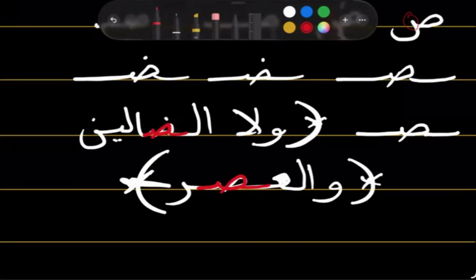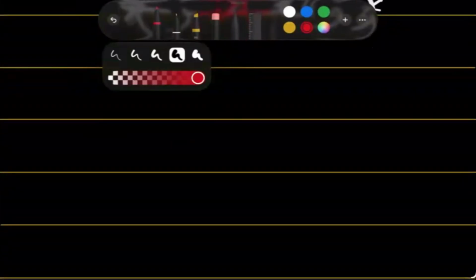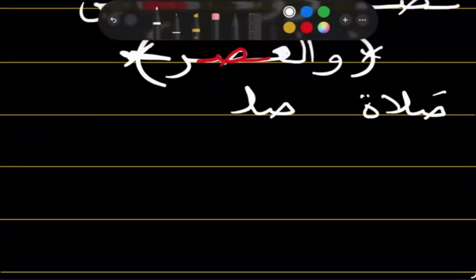Yani if you want to see it just connecting, yani just being the first letter, then for example, salat or dalal. So here it is, being the first letter and then connecting to what's after it, being the first letter and then connecting to what's after it.